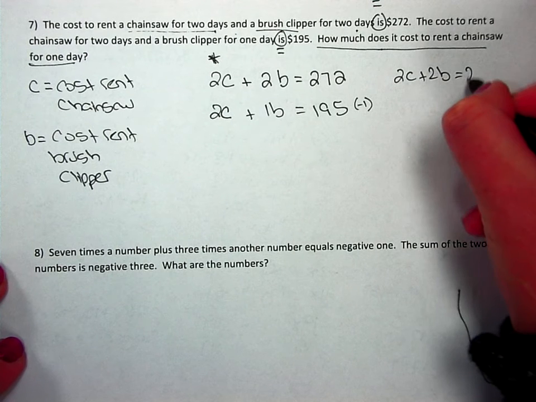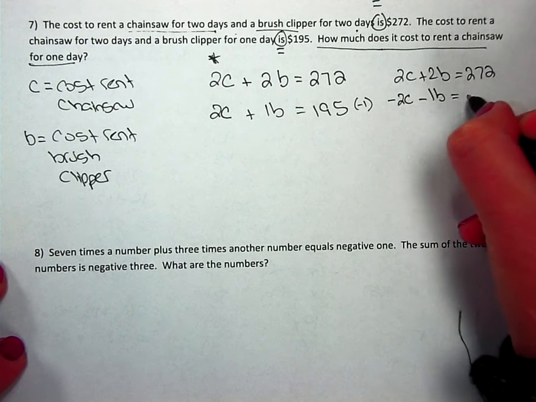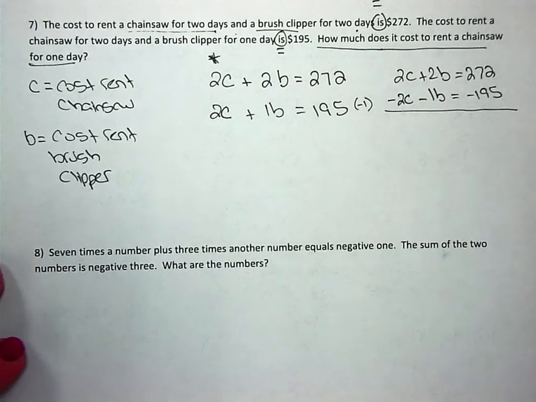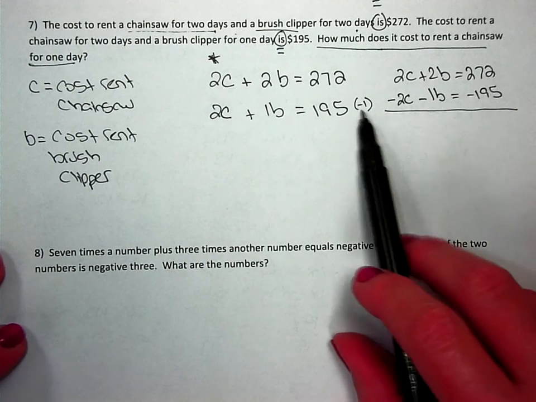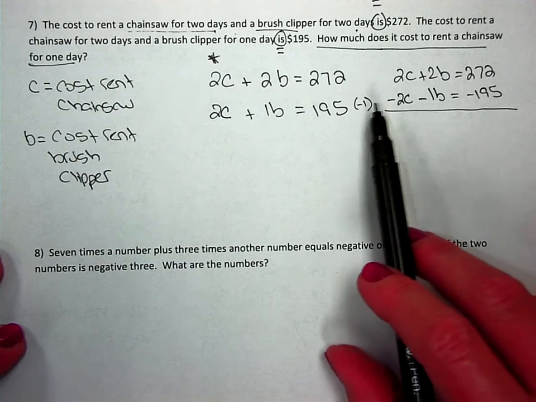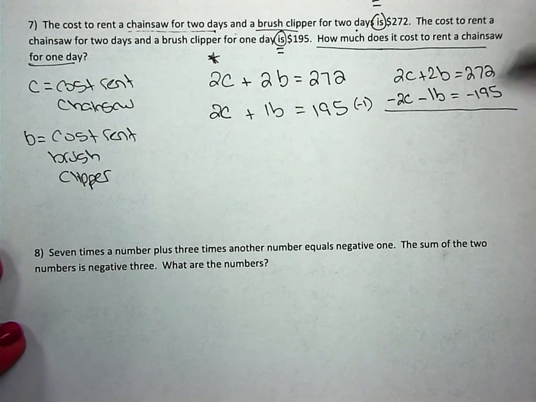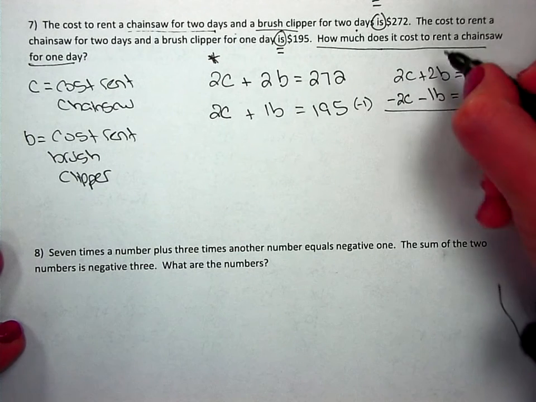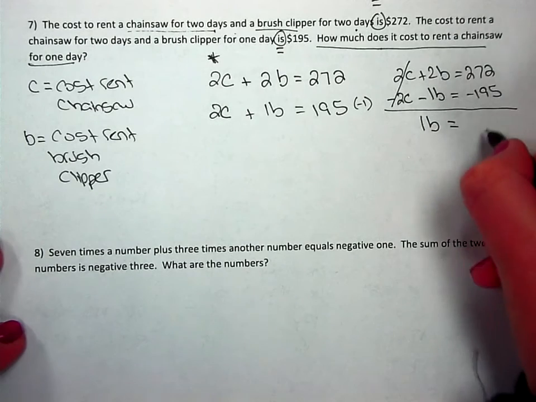2C plus 2B equals 272. Negative 2C minus 1B equals negative 195. There are a couple things I do that are a good habit. First thing, I show what number I'm multiplying by. If you make a mistake, this can get you some partial credit. My work is always nice, neat, and organized. I rewrite the top equation and I make sure my variables and numbers are stacked on top of one another. Once I have opposites, now I add down. That is 77.